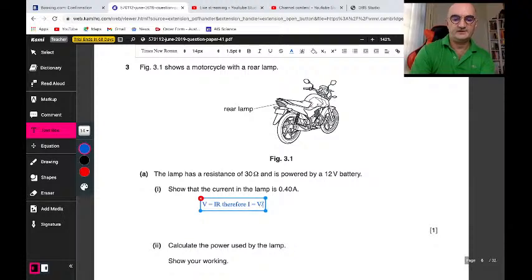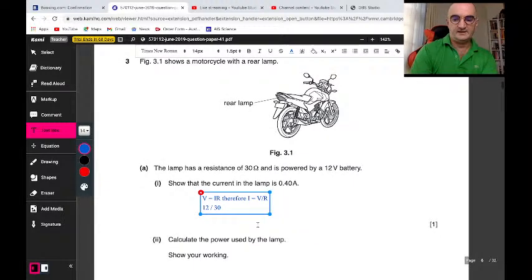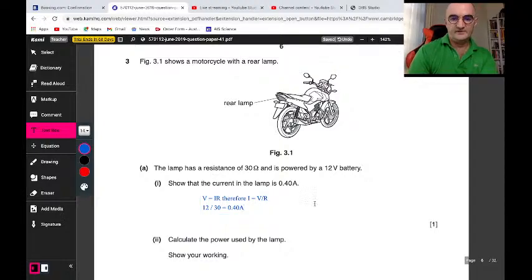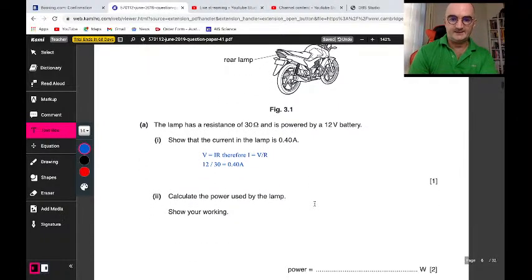Let's use capital letters, V over R. Okay, our voltage is 12 volts, and my resistance is 30 ohms. 12 divided by 30 equals 0.40 amps. Just be careful, use the same number of significant figures, or in this case decimal places, as the question that is being asked. So V equals IR, nice way to begin.